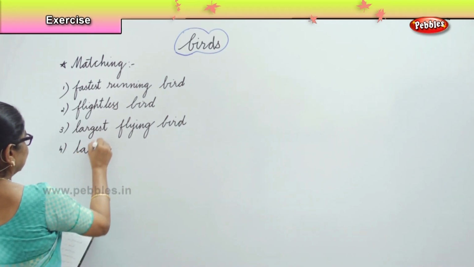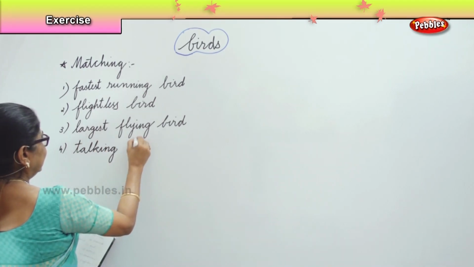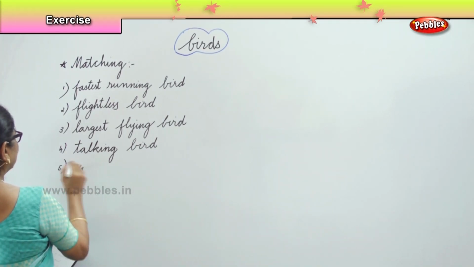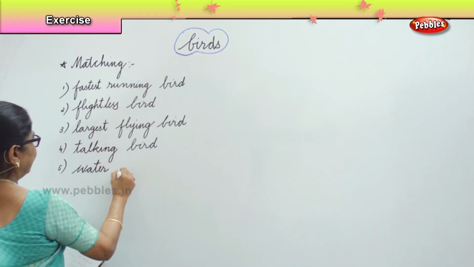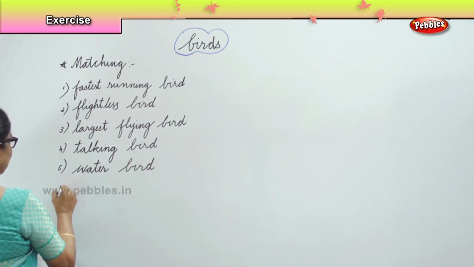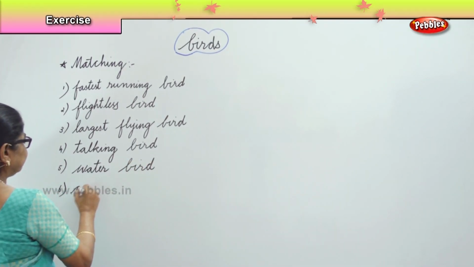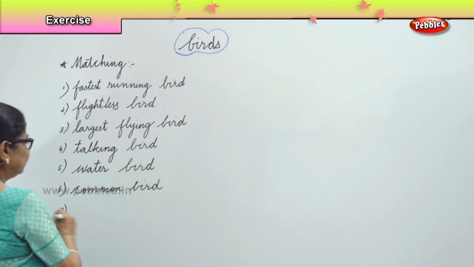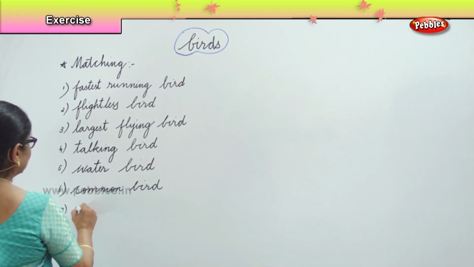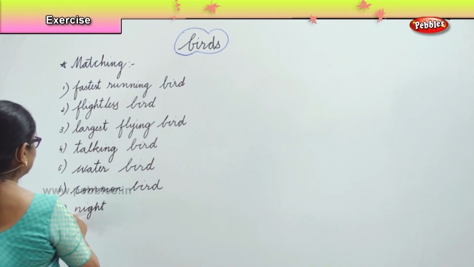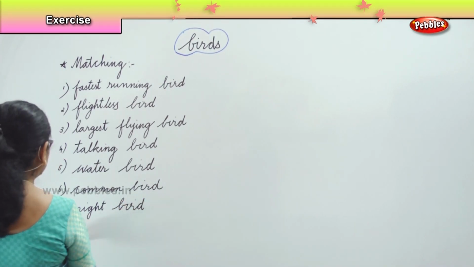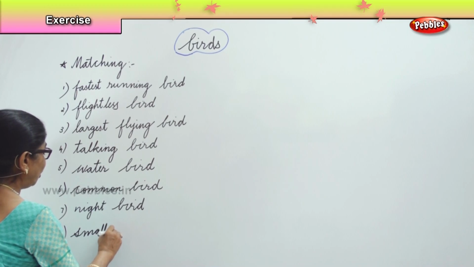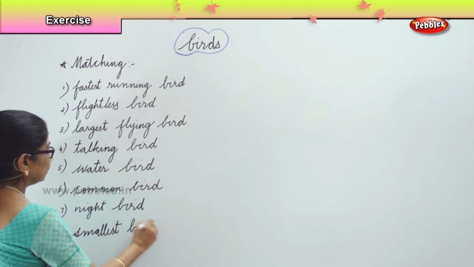Talking bird, a bird that can talk. Then we have water bird. Name any water bird. Match the water bird with the correct common bird, the common bird that we see in and around our campus, nearby our house. Night bird, the bird that comes out only at night. So we call it a night bird. And finally, we have the smallest bird.